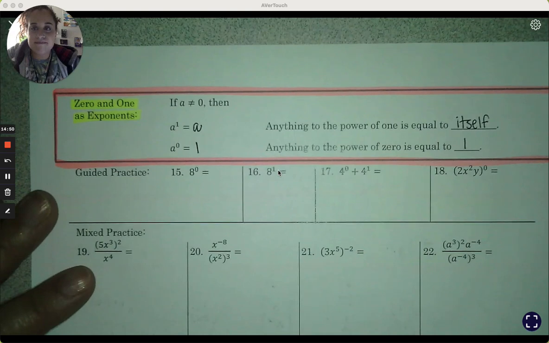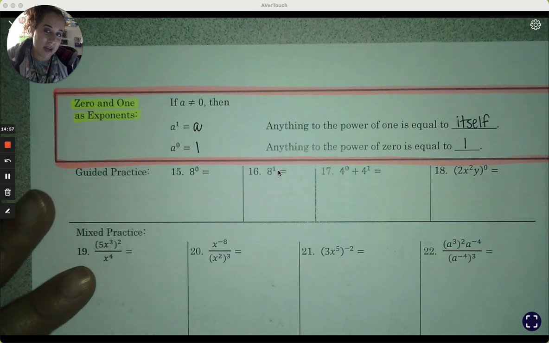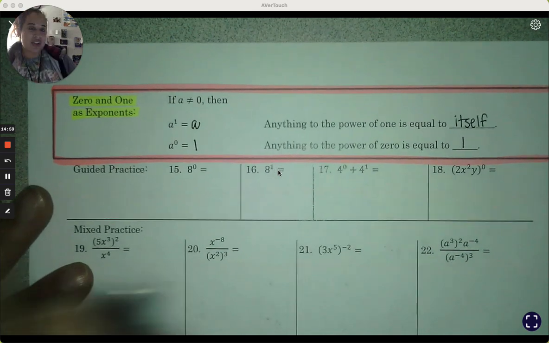Why? To be honest, I don't know. So let me research that and I'll get back to you on that. Okay? So let's look at our guided practice here.